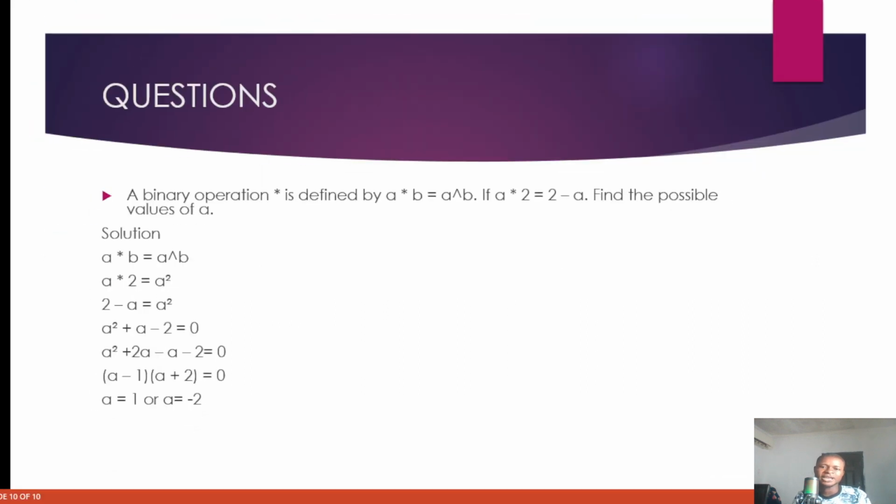We are asked to find the possible value of a. We're told that a star b equals a raised to power b. So obviously, we have to be very careful here. Anywhere I see a, I put my a, but anywhere I see b, I put 2.